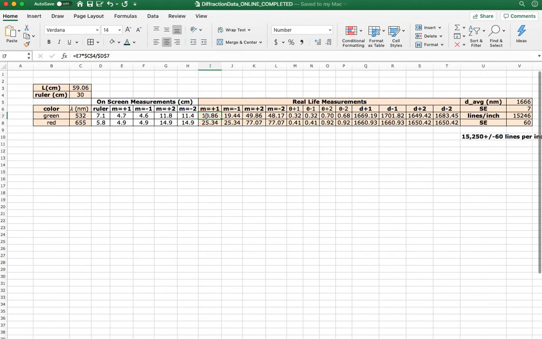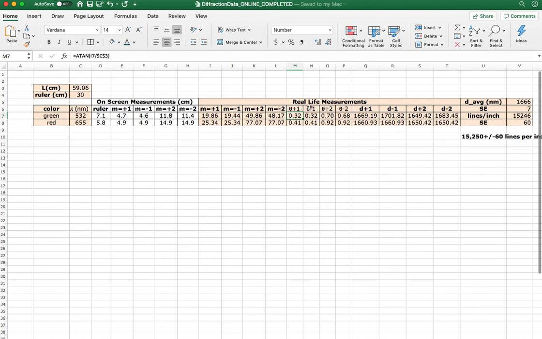Okay, so once you plug in these, all of these update, so you have the m values in real life. Then we calculate using the inverse tangent, or the arctangent, what the angle is. So theta plus 1 means the angle for the m equals plus 1 line. Theta minus 1 is the angle for the m equals minus 1 line. And so these should be about the same, because they're symmetric.